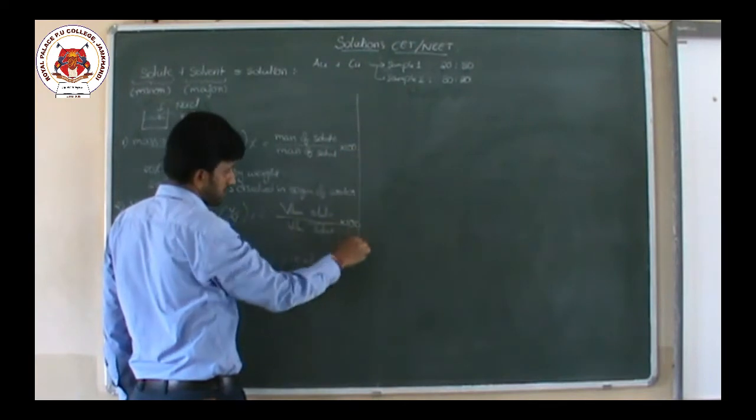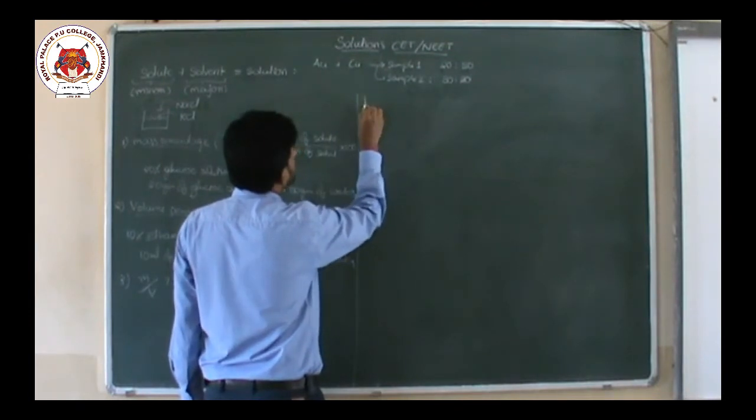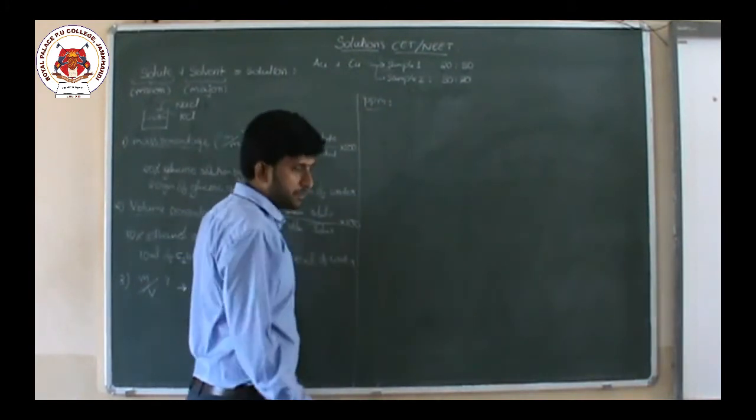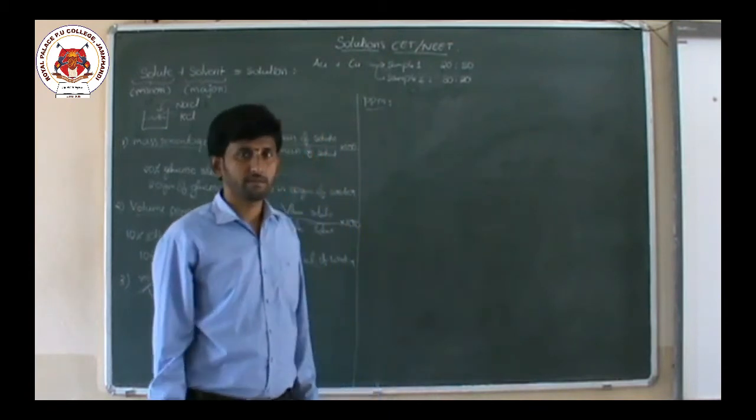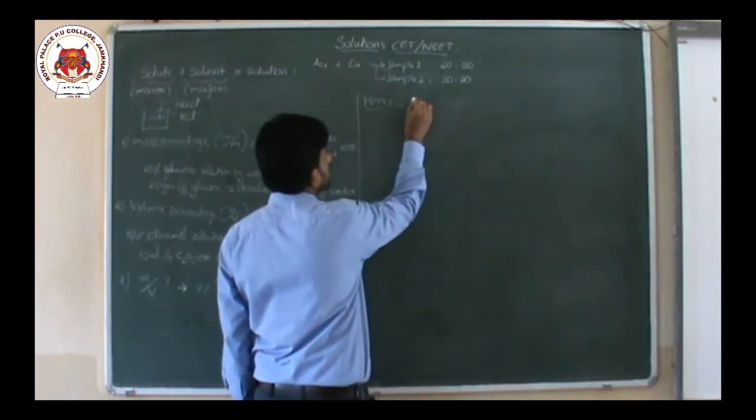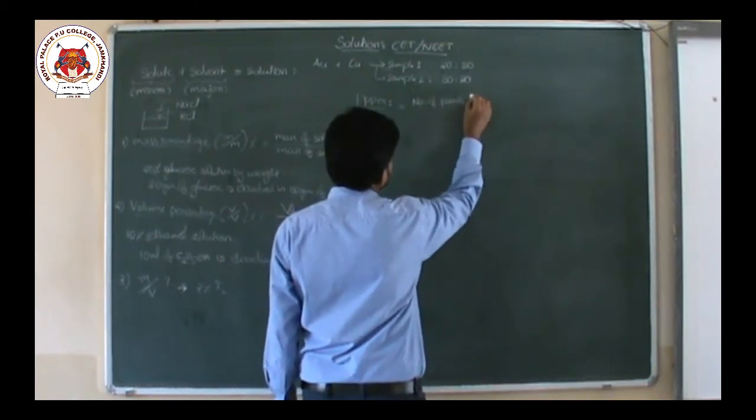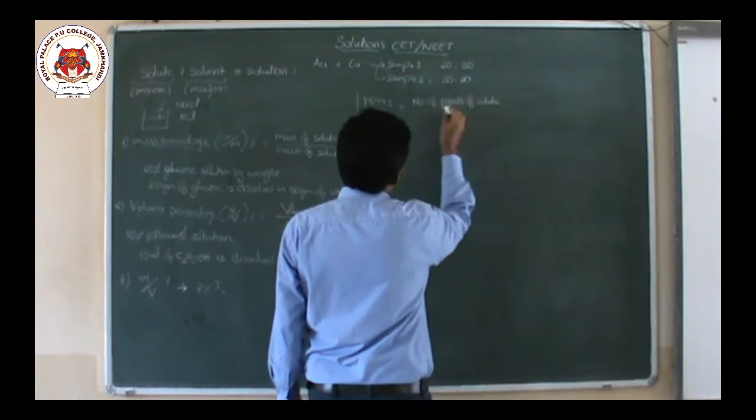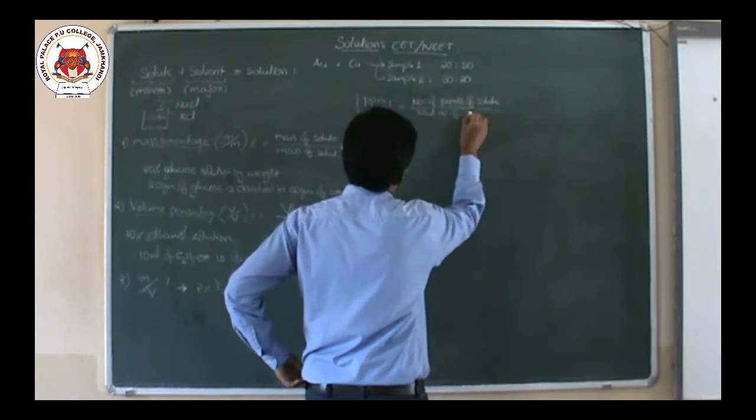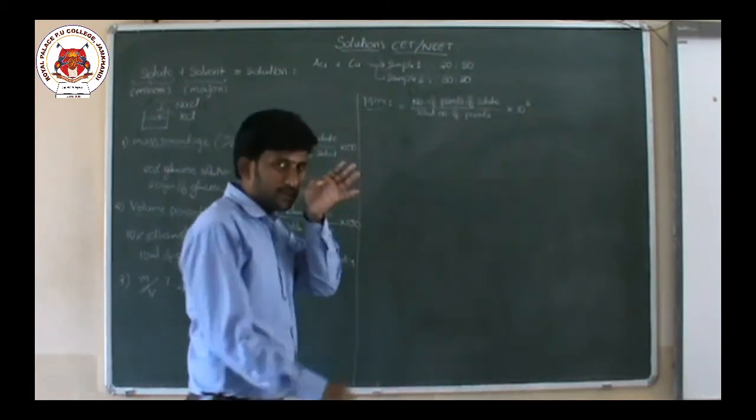Then we have another term called ppm. ppm means parts per million, and it is given by the formula: number of parts of solute by total number of parts of solution, into 10 power 6.